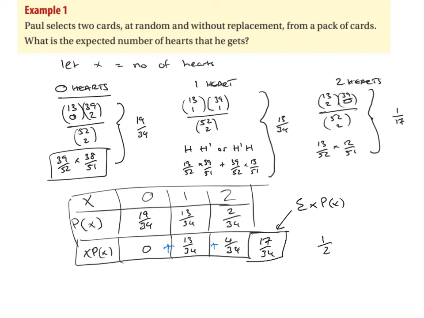So the expectation of x is equal to half a heart. What we're saying is that if we select 2 cards at random without replacement from a pack of cards, we'd expect, on average, I know we can't get exactly half a heart, but on average we'd expect to have half a heart. So that's it. That's the expectation of x.